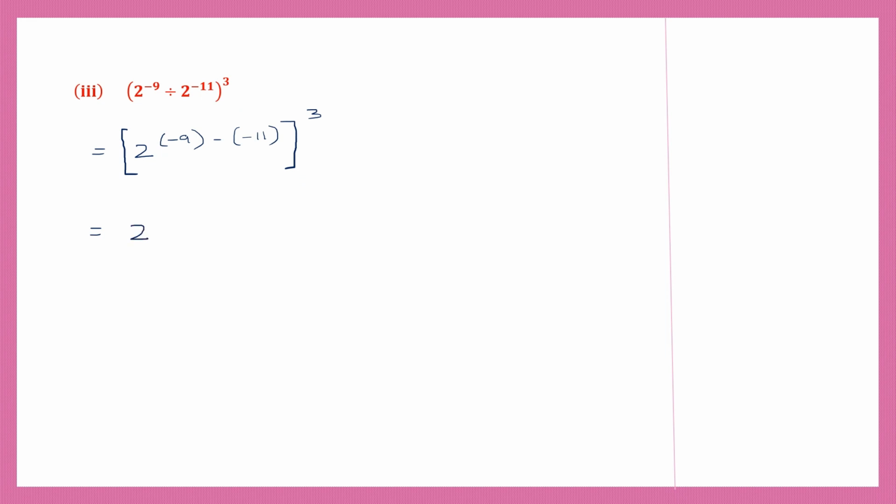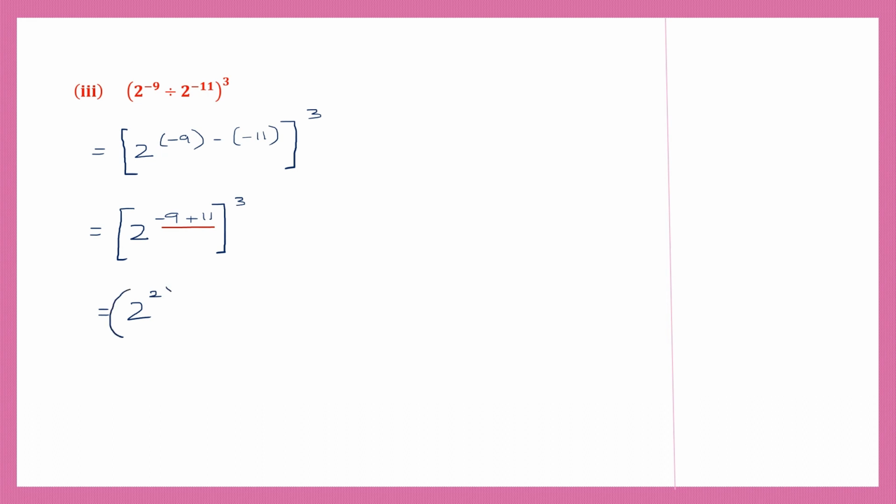So this becomes 2 to the power of minus 9. And here, before we remove the brackets, let's check the sign. It's minus. So this becomes plus 11. Minus 9 plus 11. And this whole thing is raised to the power of 3. So this is 2 to the power of, now let's work on this, that is minus 9 plus 11. So minus 9 plus 11, the signs are different. So we put the sign of the bigger number and subtract. So 11 minus 9 is 2, plus 2 or simply 2.